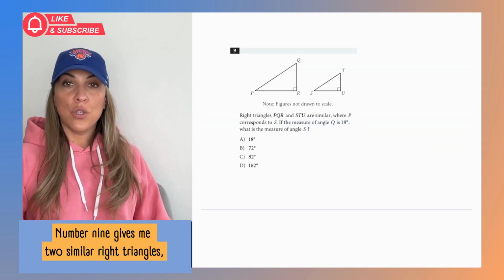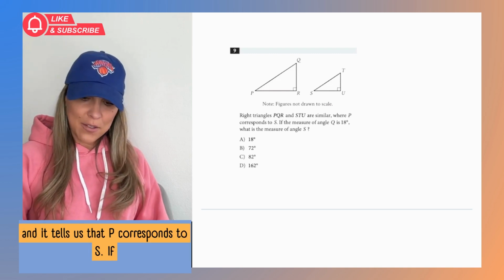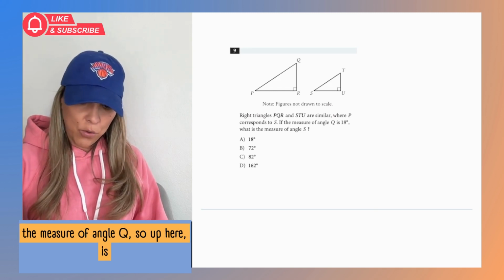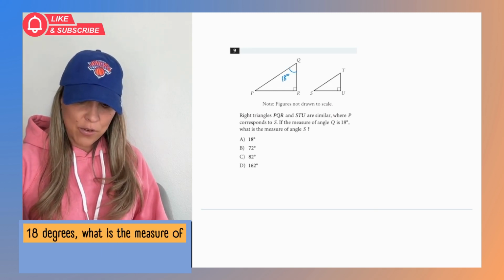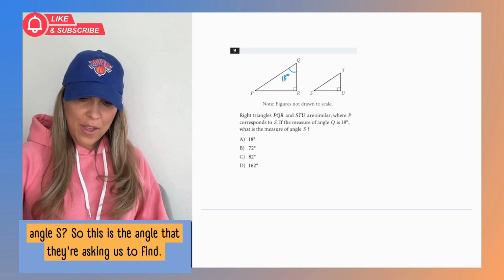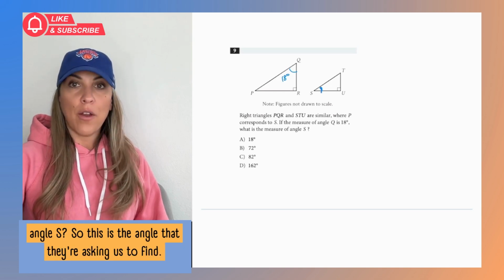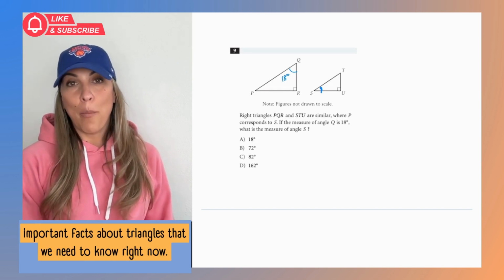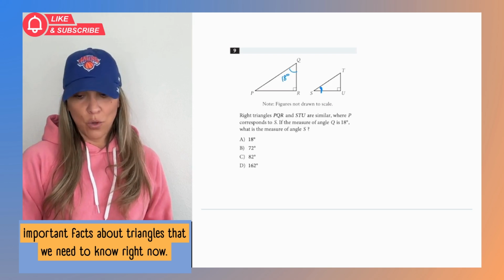Number 9 gives me 2 similar right triangles, and it tells us that P corresponds to S. If the measure of angle Q, so up here, is 18 degrees, what is the measure of angle S? So this is the angle that they're asking us to find. They've given us angle Q, and there's 2 important facts about triangles that we need to know right now.